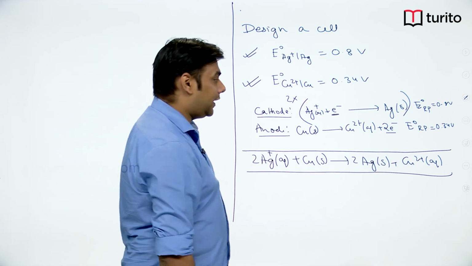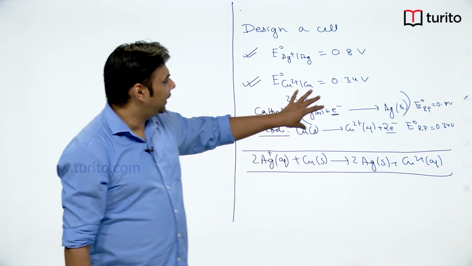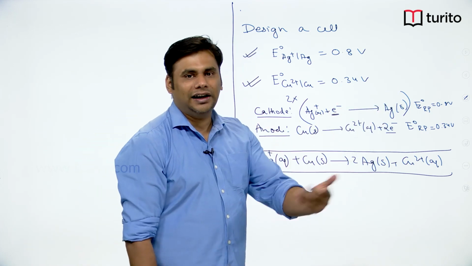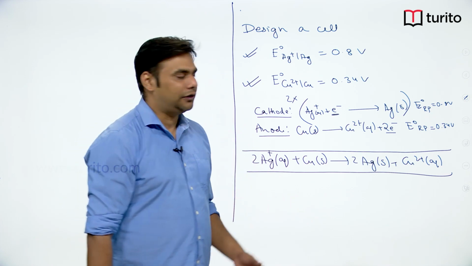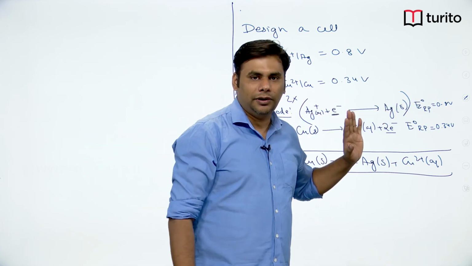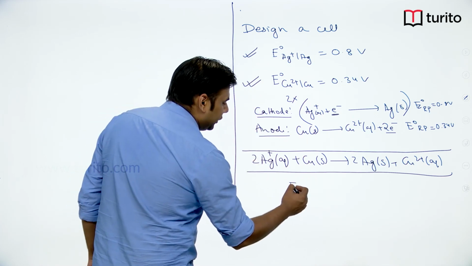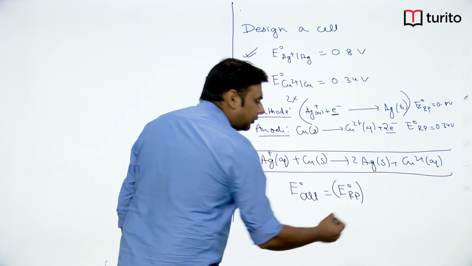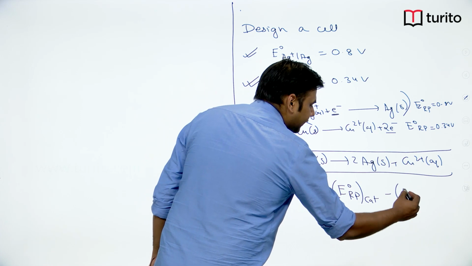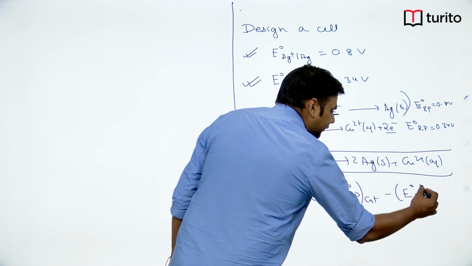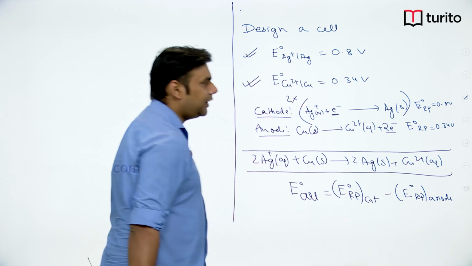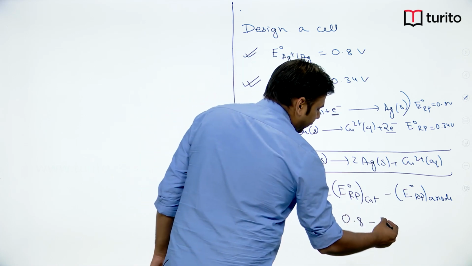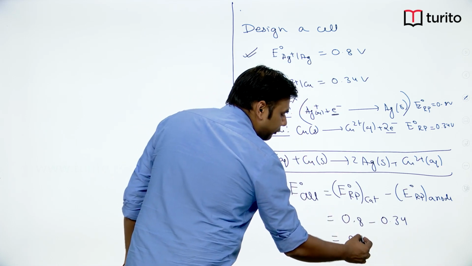Now the next question that comes in, which is very logical: if you multiply the reaction with any factor n, will its standard electrode potential change? Standard electrode potential won't change, because it is a fixed value. Even if you multiply with any number, its value would remain the same. So the overall E naught cell for this reaction would become the reduction potential of cathode minus the reduction potential of anode. The reduction potential of cathode is 0.8 and that of anode is 0.34, so this would come out to be 0.46 volt.